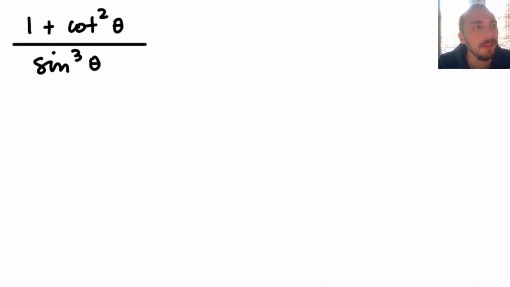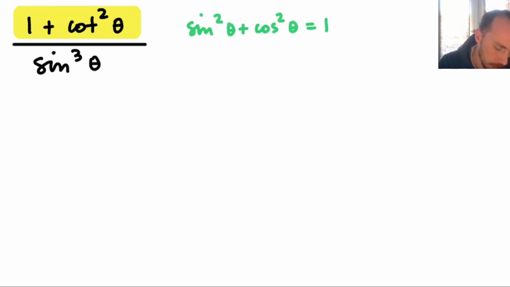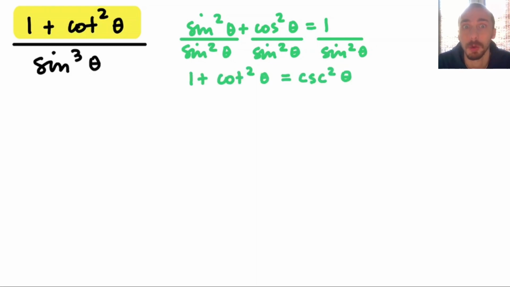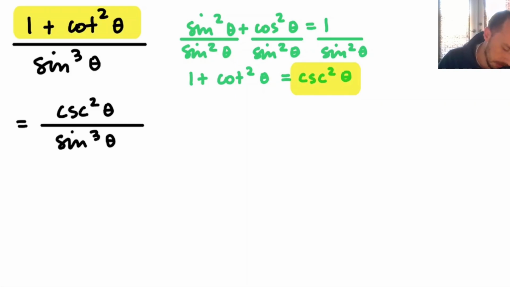Okay, with one like this, we run into a 1 plus cotangent squared theta, and that's the type of thing, okay, that cotangent squared, that's probably going to need a Pythagorean identity. So we, once again, start off with sine squared theta plus cosine squared theta equals 1 for every theta. And if I need cotangent, I need cosine over sine. So that's going to be dividing everything through by sine squared theta. And then I'll have 1 plus cotangent squared, which is exactly what I'm looking for. This is fortunate, equaling cosecant squared theta. So I'm going to substitute that for 1 plus cotangent squared theta. And so I'll have cosecant squared theta divided by sine cubed theta.